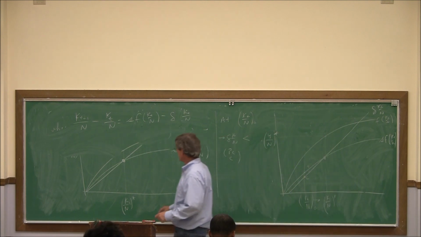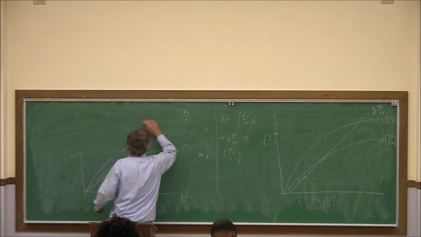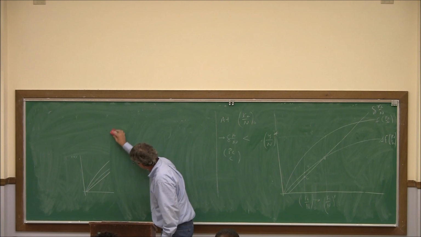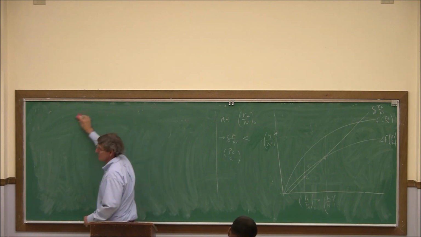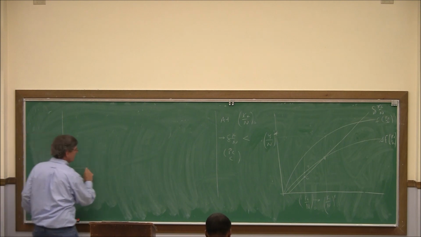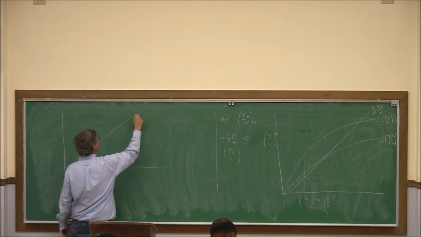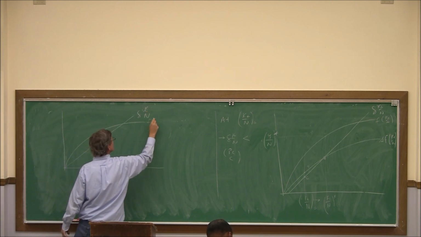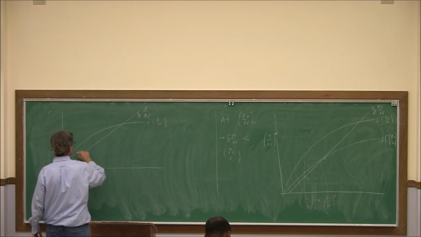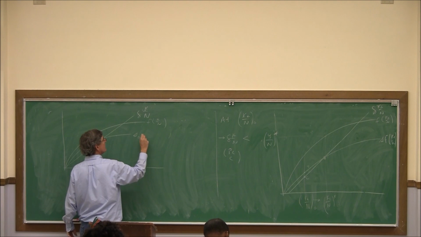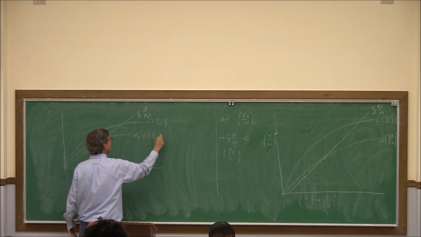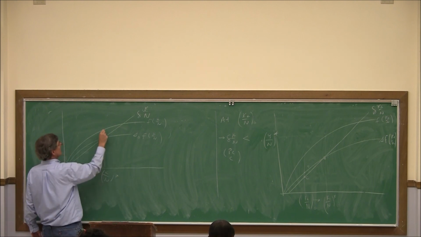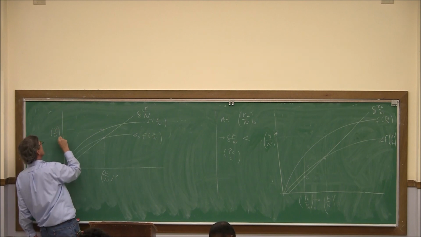Let me do one more thing and then I'll get you out of here. What does this model predict will happen if there's an increase in the savings rate? So let's start at a steady state. There's delta K over N, the production function, and S zero F of K over N. So we start off at that steady state with that level of standard of living.